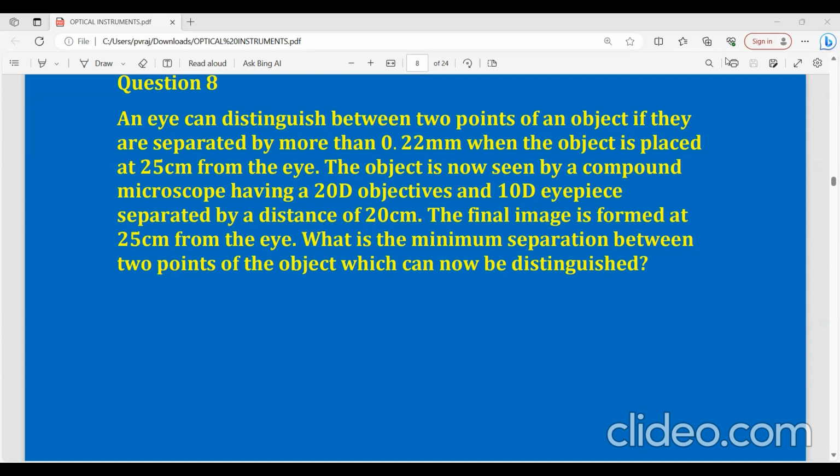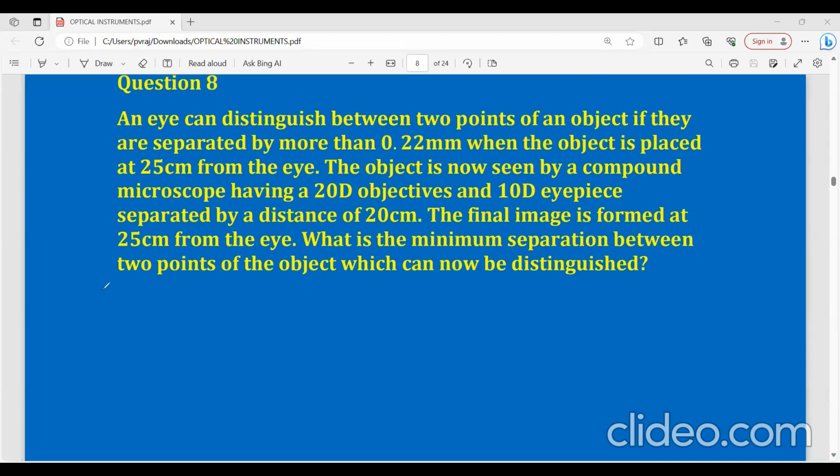To know the resolving limit, first of all, we should know how much magnification we can have by using the microscope. So based on the information given, you have to derive an equation for the magnification of the compound microscope. Then directly you can solve for the resolving limit. Okay. Now, how can you calculate the magnification? As in the previous two questions, the same method we followed, we have to follow here also, because 20 diopter power is given, 10 diopter power is given.